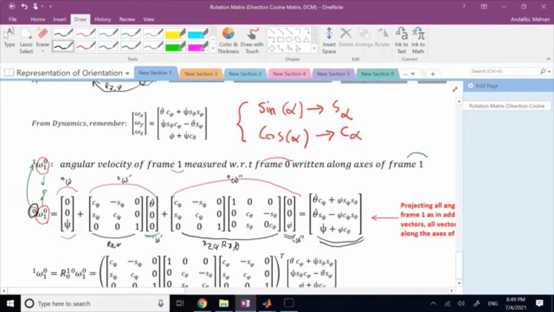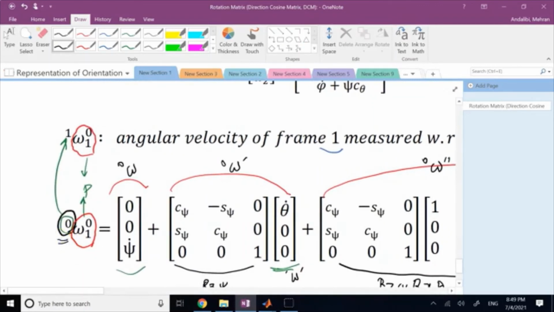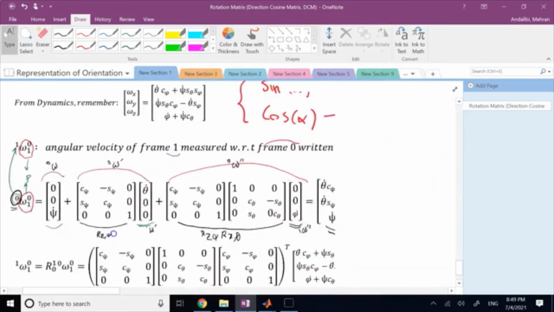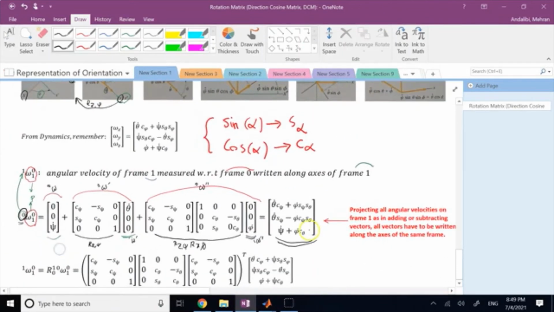So if somebody tells you, hey, what is the omega of the rigid body with respect to the inertial frame, and also written in the inertial frame, what is that? This is the result. This is the answer, which, as you clearly can see, is different from what we derived in that video lecture. These two are different. They have some similarities in general form, but the results are completely different.